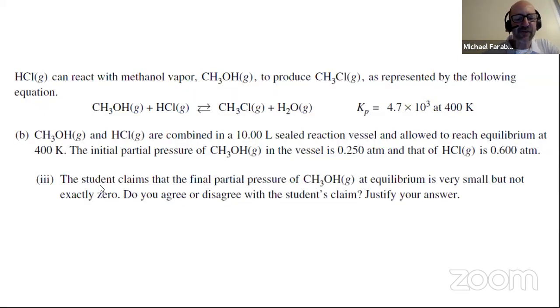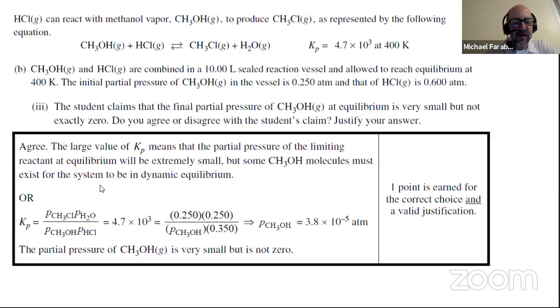So the student claims that the final partial pressure of the CH3OH in equilibrium is very small, but not exactly 0. So yes, I would agree with that claim. So the value of this CH3OH would be extremely small, but there should still be some molecules present because it is equilibrium. And a dynamic equilibrium is that we have both a forward and a reverse reaction occurring at the same rate.